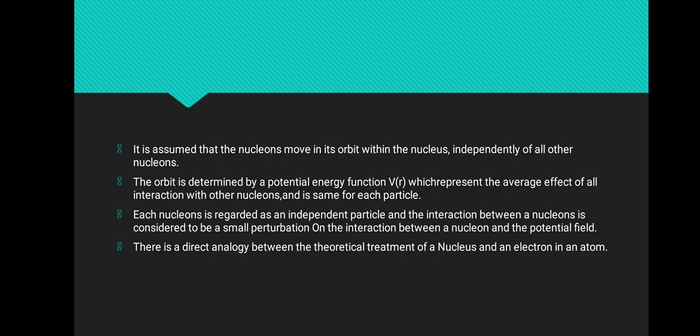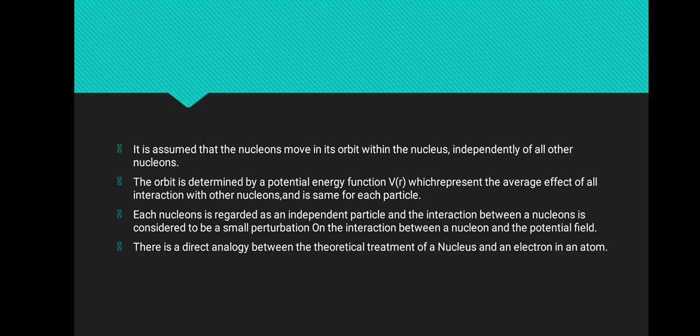It is also assumed that nucleons move in their orbits within the nucleus independently of all other nucleons. Means the nucleus consists of nucleons which move in these orbits and they do not depend on other nucleons for this. The orbit is determined by a potential energy function, which represents the average effect of all the interactions with other nucleons and is the same for each particle. Means the potential energy will be the same for each particle and it represents the interaction with other nucleons.